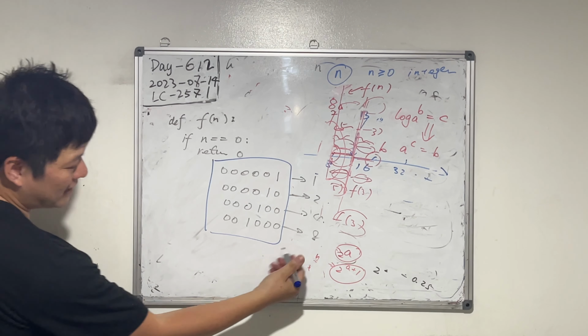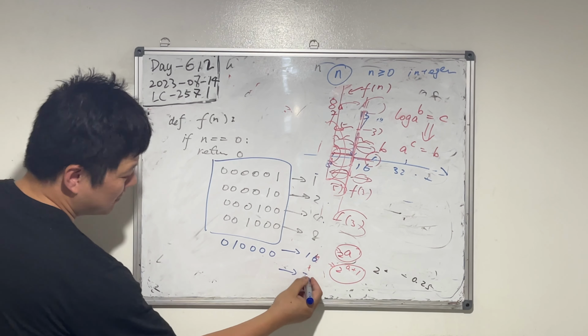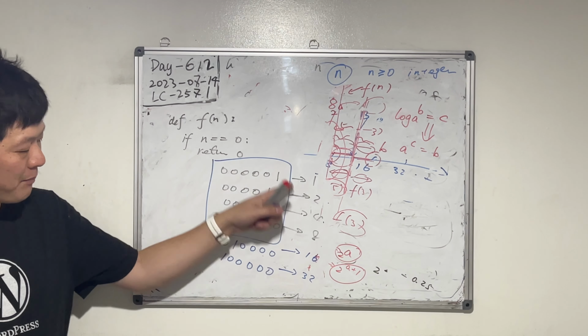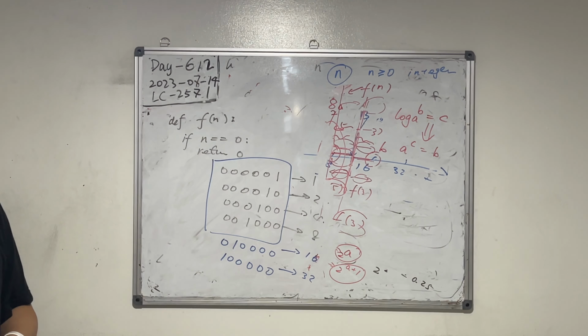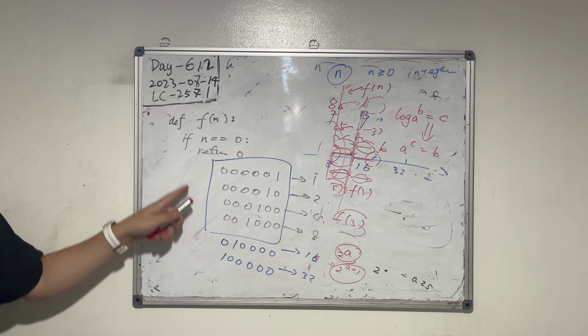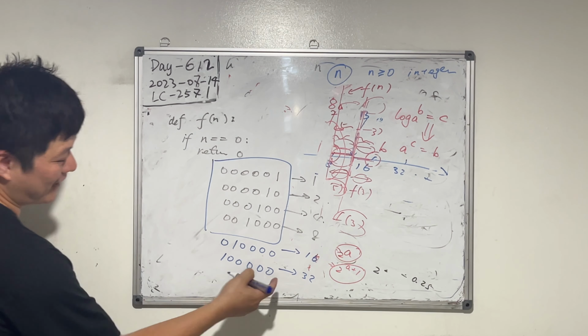Can you see something here? 16 is 0, 1, 0, 0, 0, 0. 32, what's the binary? 1, 0, 0, 0, 0, 0. Looking at the binary, what can we find for power of 2 numbers? 1 followed by 0s. That's why there's only one single 1, right? There's only one single 1. We talked about this. So in binary, if there's only a single 1, then it's a power of 2.